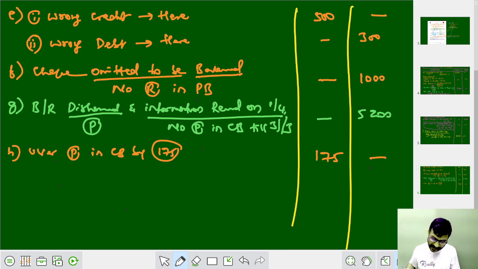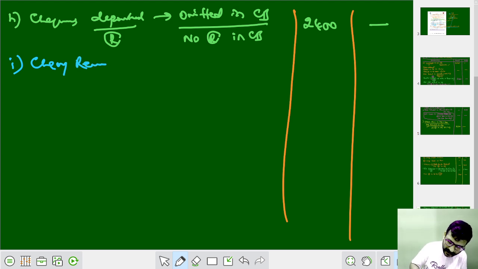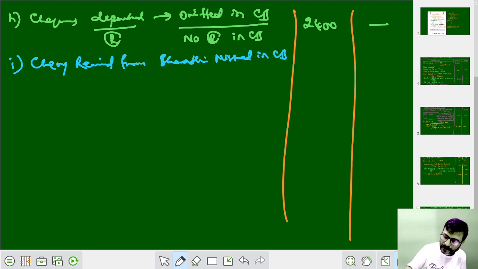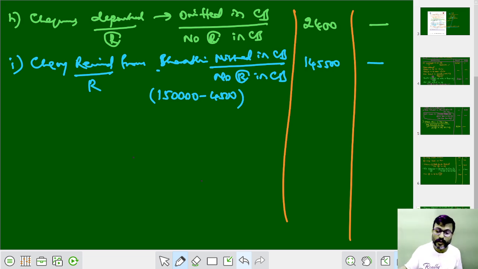The last point, that is point I, H, I, and one more point J, right? Check received from Bharati, right? Missed in which book? Cash book. Received means receipt. Missed in cash book means no receipt in cash book. How much? Out of 1,50,000, 3% means 4,500. So how much is missed? The remaining amount of 1,45,500. Where should I record? I should record in the debit side.